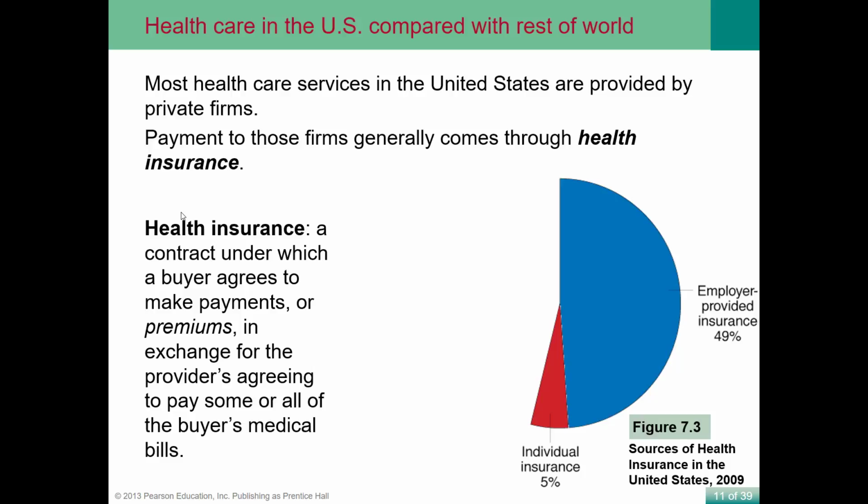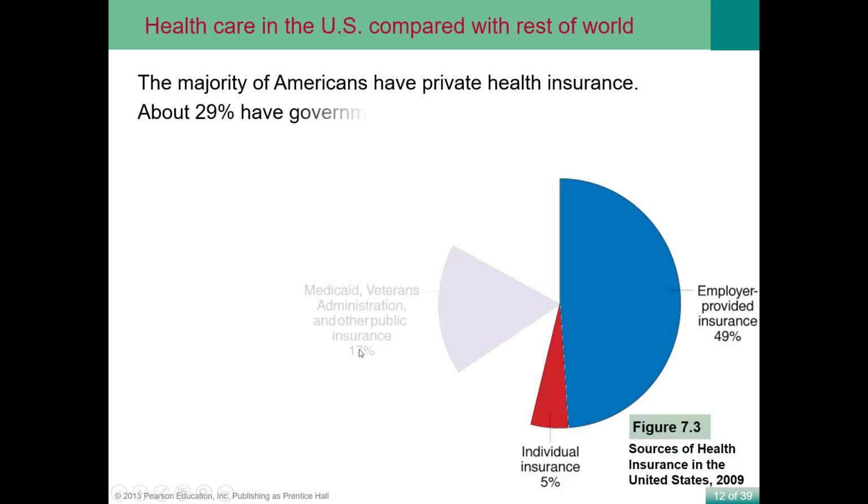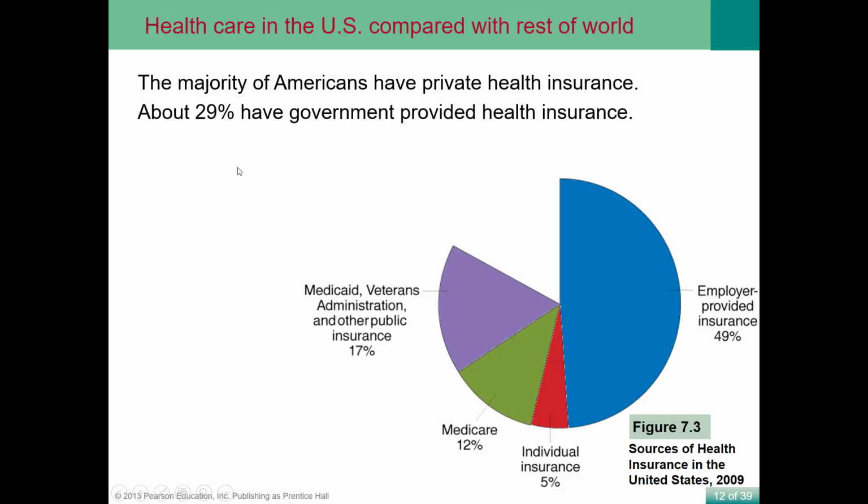But according to the stats from 2009, employer-provided insurance represents 49% of all people with insurance. So 49% of all people have insurance through their employer. And 5% have individual insurance. I believe updated numbers in 2014 showed that employer-provided insurance went up to 55% with the mandate. The majority of Americans have private insurance, and then about 29% have government-provided insurance.